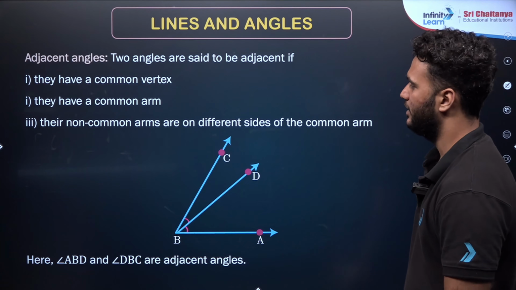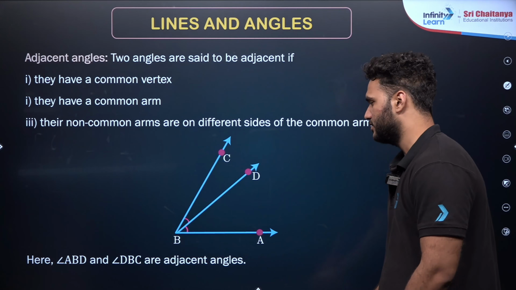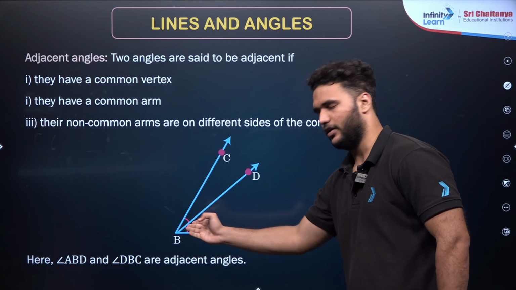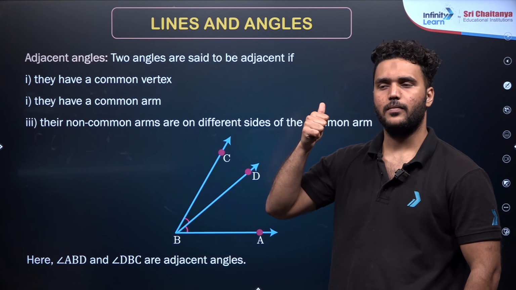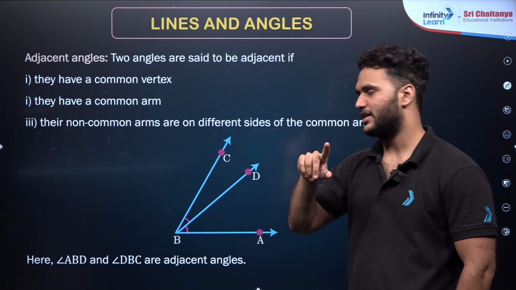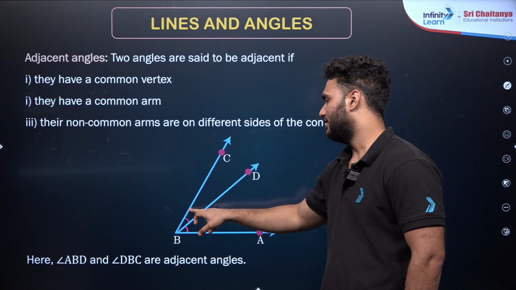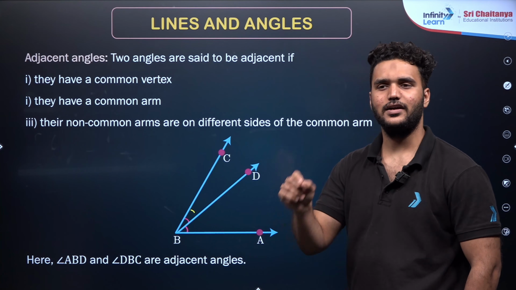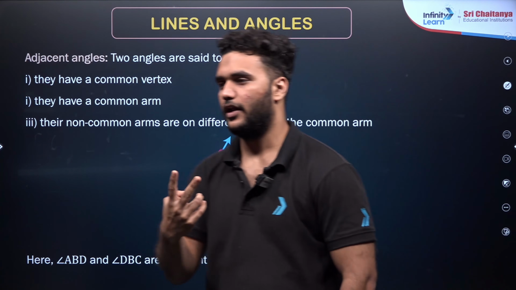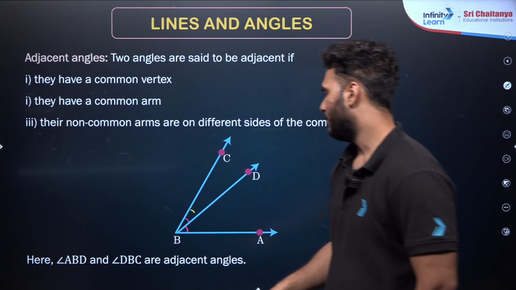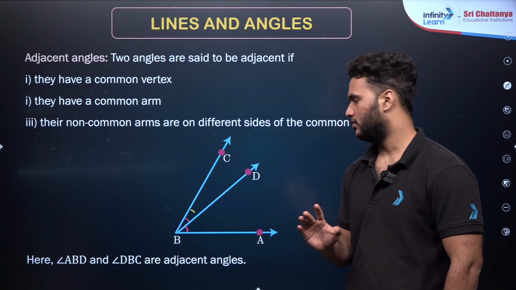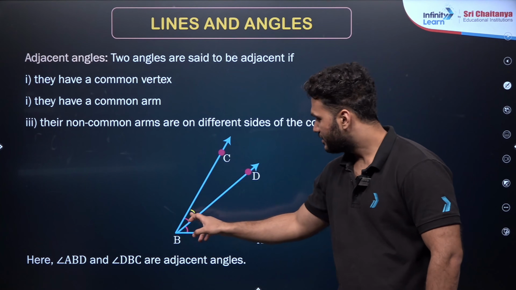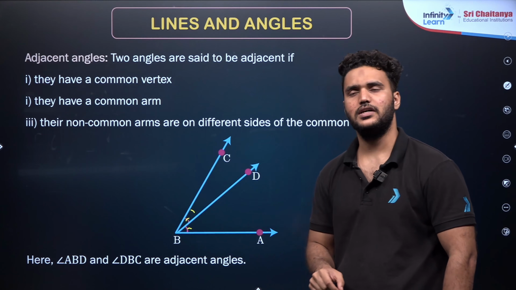Any doubt till yet? Adjacent angles. What are adjacent angles? You have two arms and you make another arm here, just like we did in the bisecting angle. But in the bisecting angle, we have to make sure this angle and this angle are equal, or that the bisecting line divides the angle into two equal parts. But here there is no condition like that. You can make any line between them. Then this angle and this angle will be known as adjacent angles.